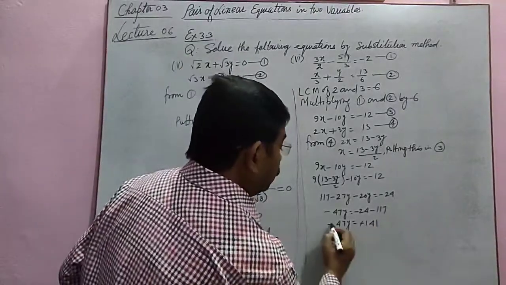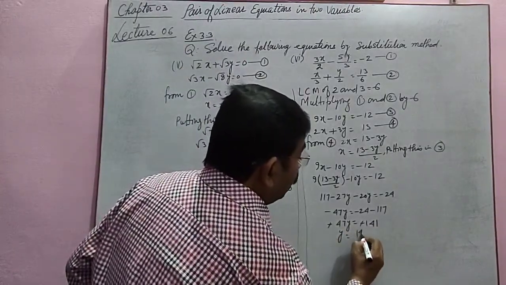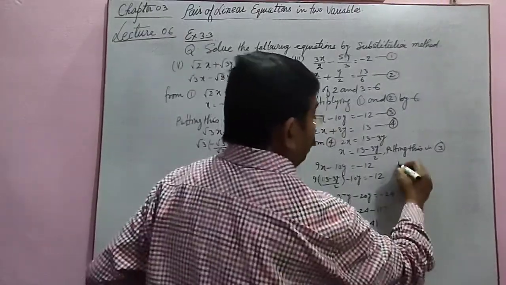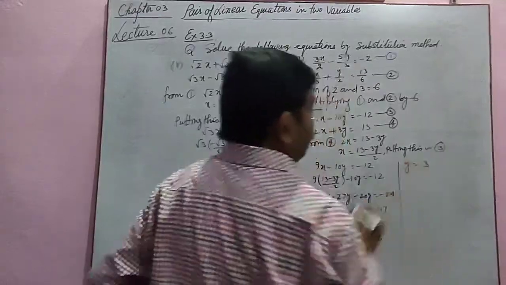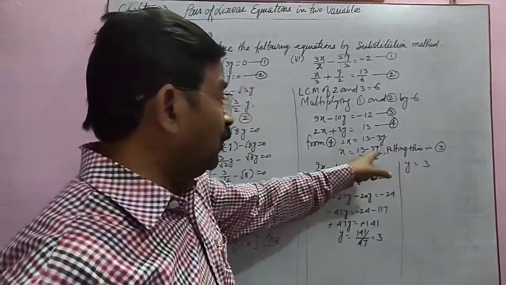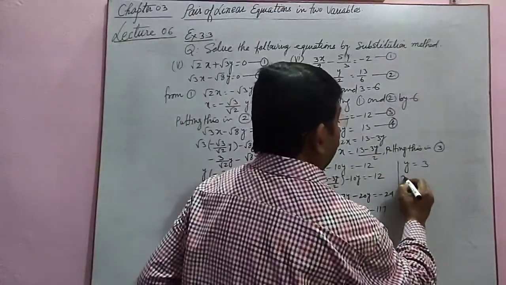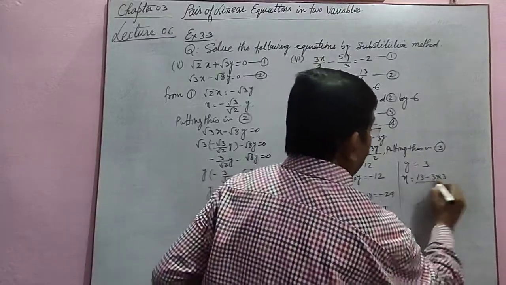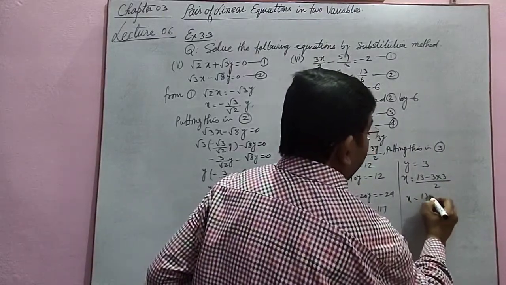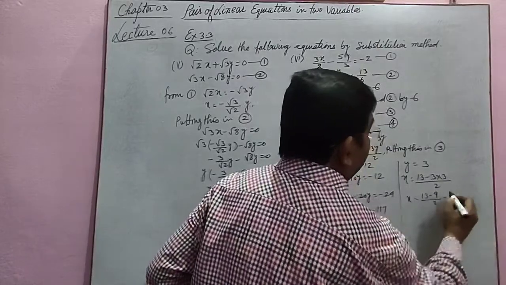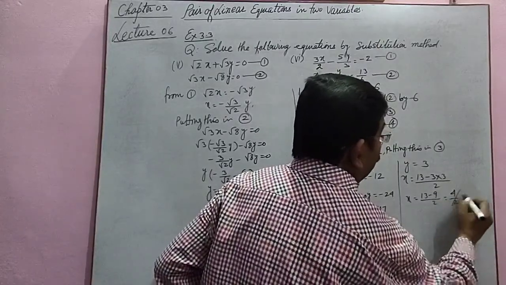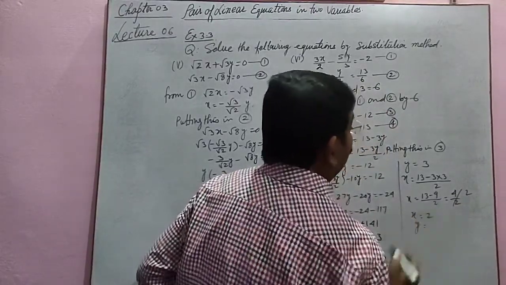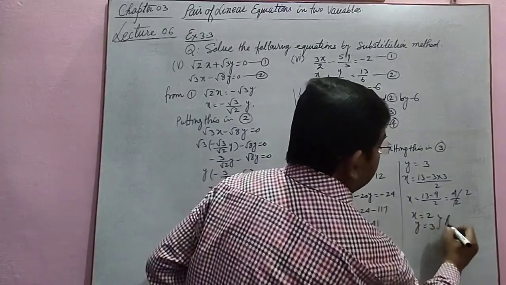So minus and minus will go, y is equal to 141 upon 47. This goes 3 times. So we have got y is equal to 3. Now substitute the value over here for y. So x is equal to 13 minus 3 into 3 upon 2. x is equal to 13 minus 9 upon 2. 13 minus 9 is 4 upon 2. 2 to 4. So x is equal to 2 and y is equal to 3 is the answer.